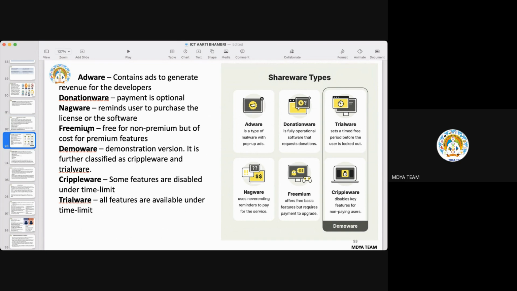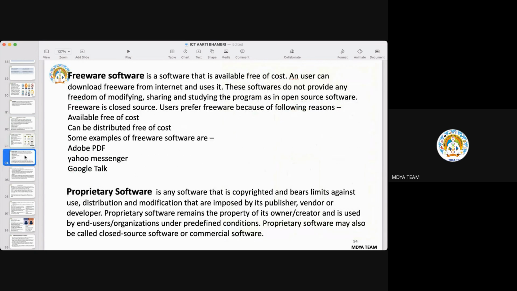Then there are adware, donationware, nagware, freemium, which is free for non-premium use, but after that sometimes they start charging. Then demoware for demonstration purposes. Then crippleware, where some features are disabled under a time limit. Then trialware. Like that, ware means software; they take the ware and add a prefix. They are all different, but I don't think it is much needed.